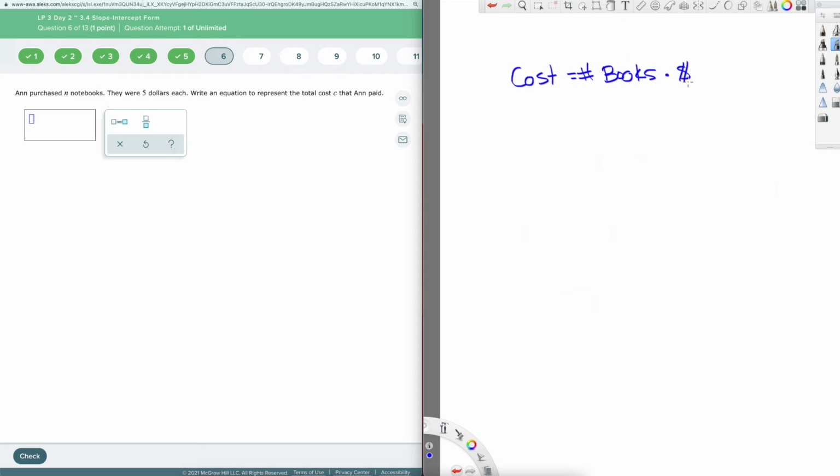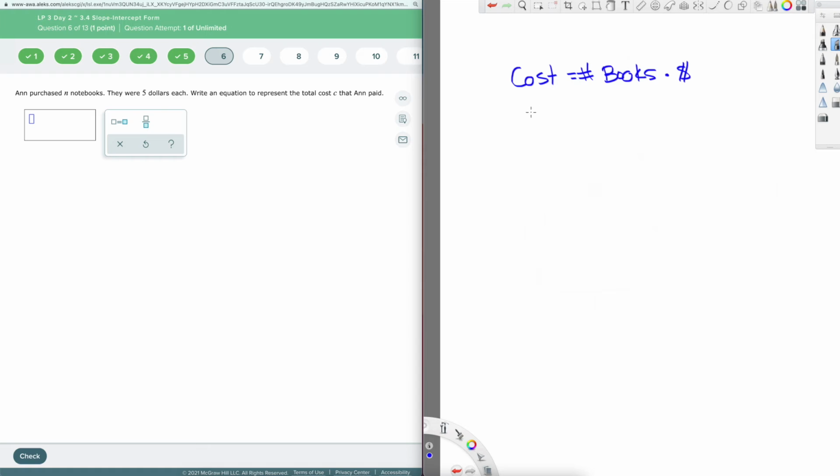So instead of having to say she bought 20 books and say the cost plus the cost plus the cost plus the cost, I can take the cost and multiply it by the number of books she bought, instead of trying to do that repeated addition.